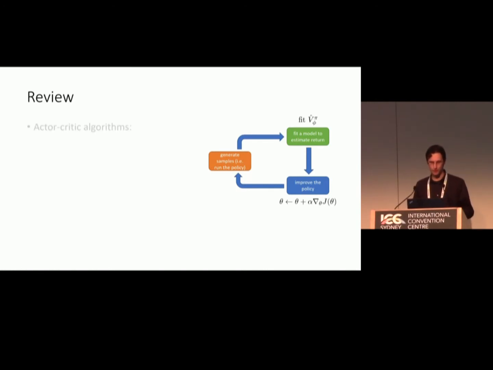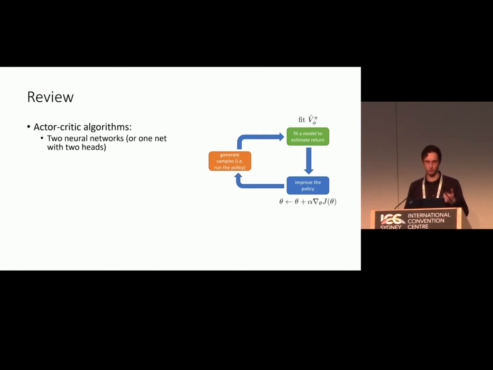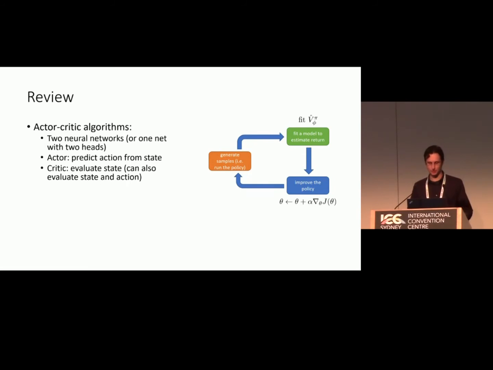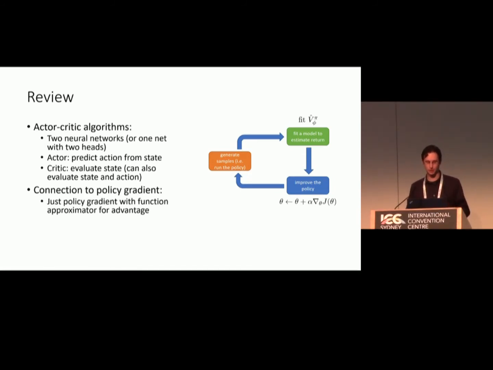So let's review. We talked about actor-critic algorithms, where there are two neural networks, or one neural network with two heads, one of which is the policy, and the other one is the value of that policy. So that's the actor and the critic. The actor predicts the action from the state, and the critic evaluates the state. The connection to policy gradient is that this is just policy gradient with a function approximator for the advantage. There are multiple ways to estimate the advantage, and it can be batch or online.